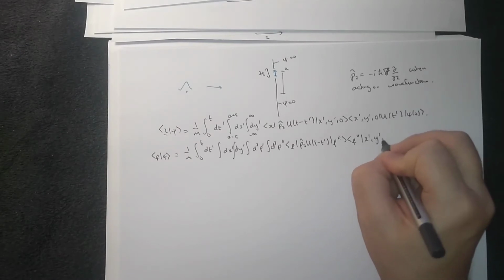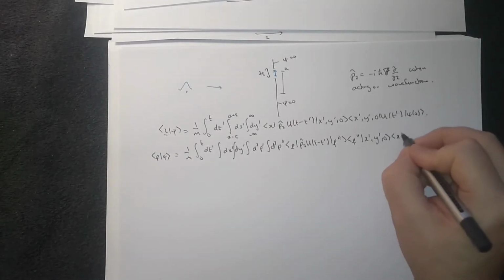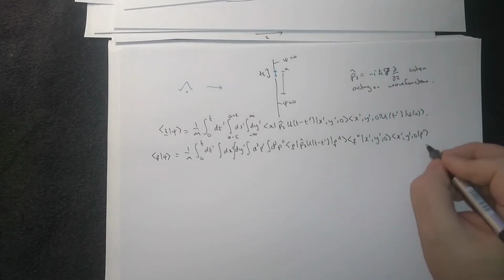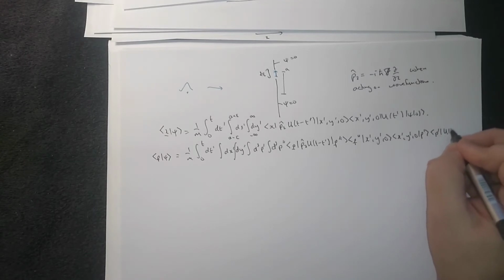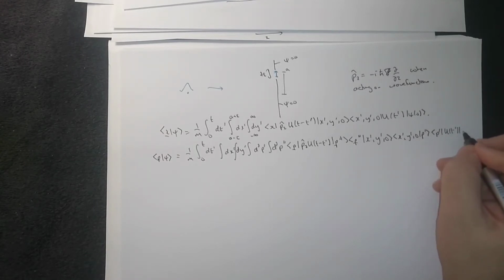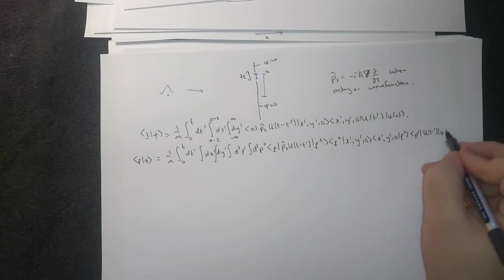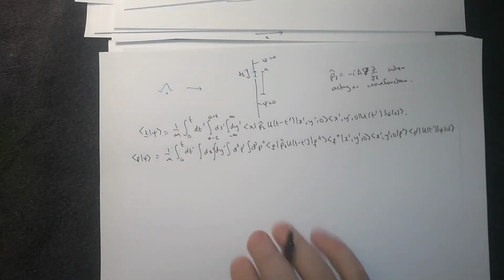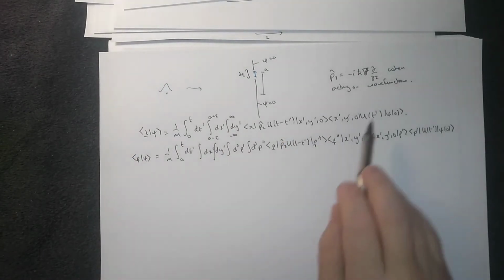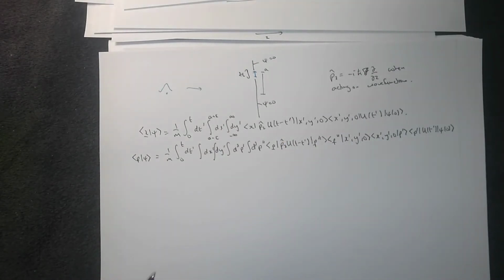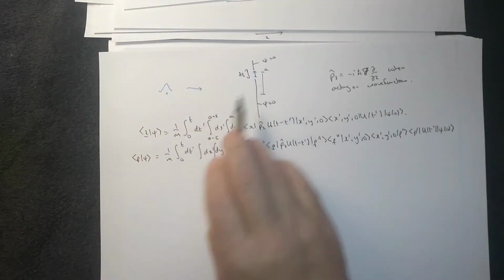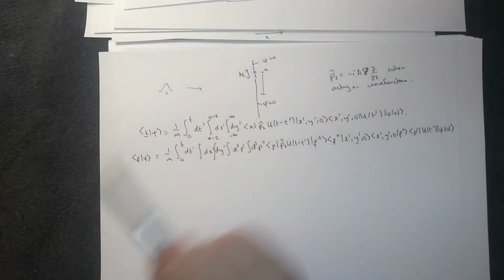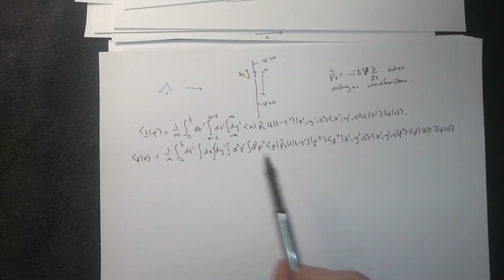x prime y prime 0, x y 0, p prime u of t prime psi of 0. Okay, so this was dealing with the convolution. What's happening is that we are evolving the state up to the barrier at time t primed.